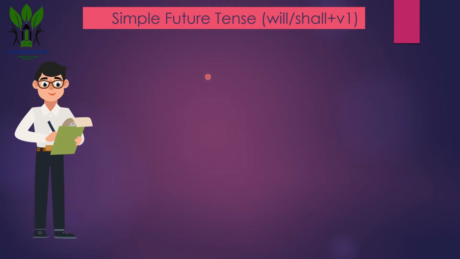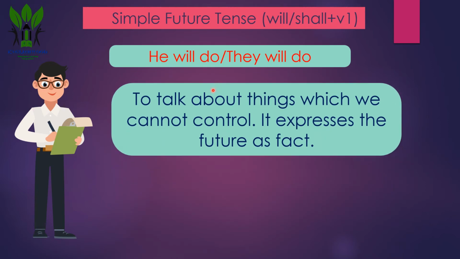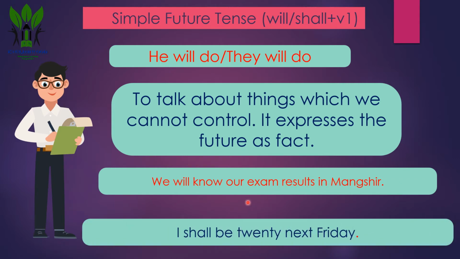Future simple tense: will or shall plus verb 1. He will do, they will do, etc. It is used to talk about things which we cannot control. It expresses the future as fact. We will know our exam results in two months. I shall be 20 next Friday. So we talk about future things over which we do not have any control.